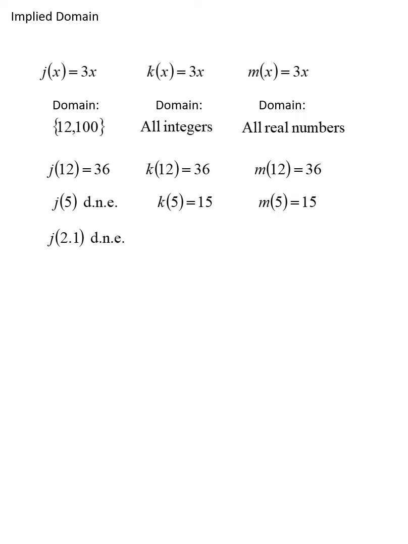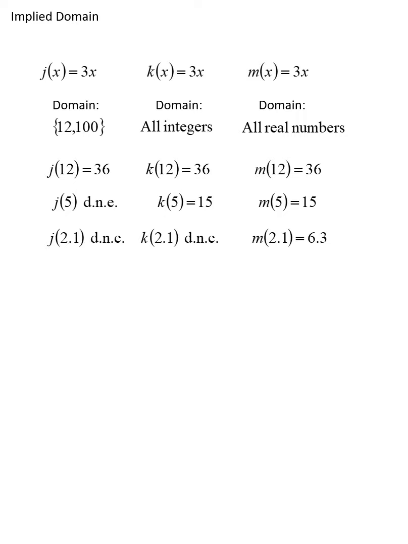Well, we can see that for J of x, J of 2.1 wouldn't exist. We can't plug in 2.1 to a function where the author's not allowing us to. But notice that K of 2.1 also doesn't exist because the author of K restricted the domain to the integers. 2.1 is not an integer, therefore it can't be an input for K. And for M, 2.1 is a valid input because 2.1 is a real number, and M of 2.1 is 6.3, which by the way is 3 times 2.1.